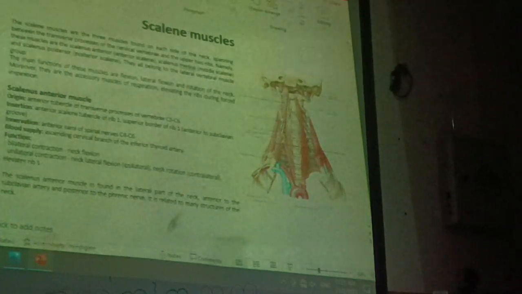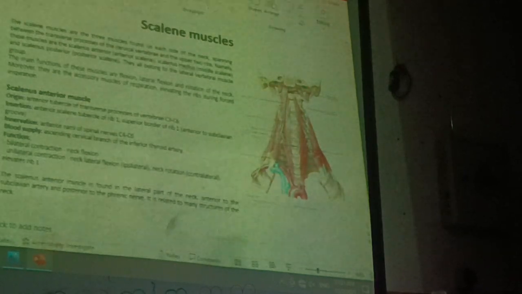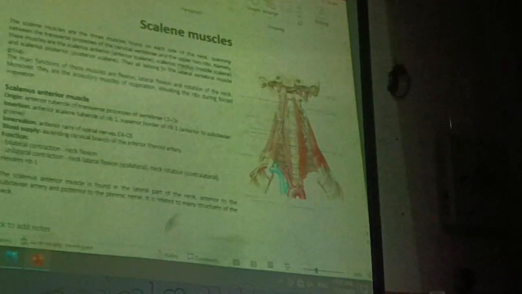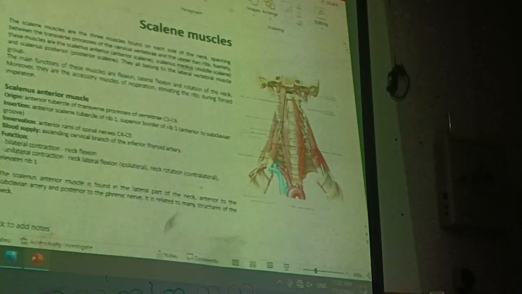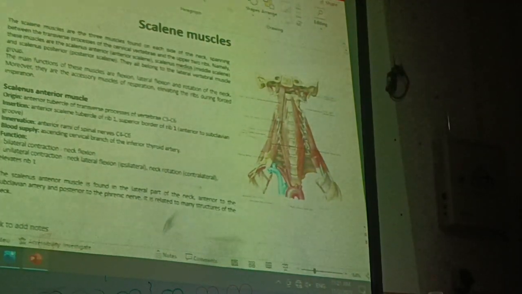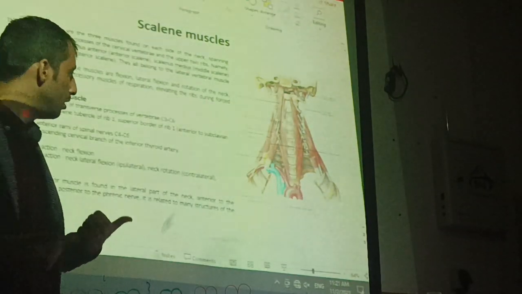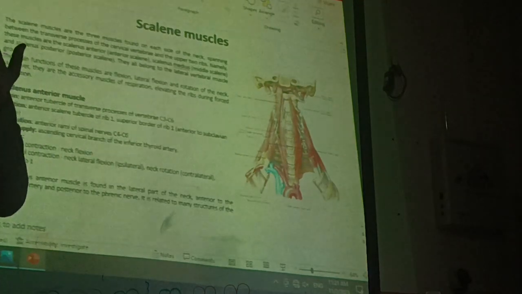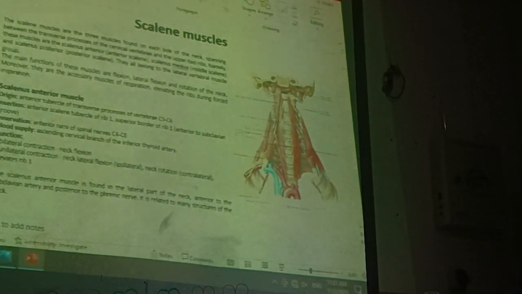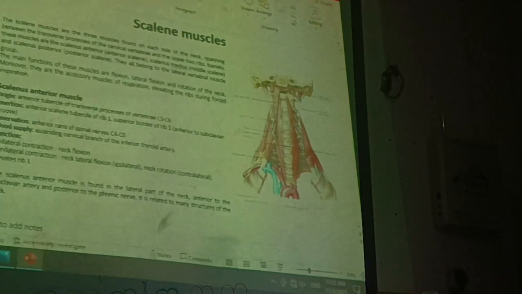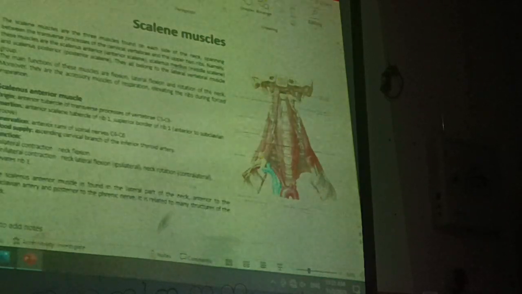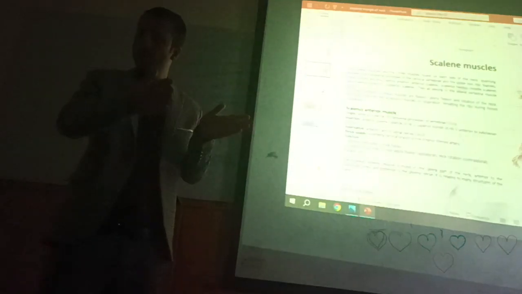The origin of the anterior scalenus muscle is the anterior tubercle of the transverse process of cervical vertebrae number 3 to 6. That is 36. What is the innervation of this muscle? The innervation is spinal nerves 4 to 6. That is 46. So, 36, 46.